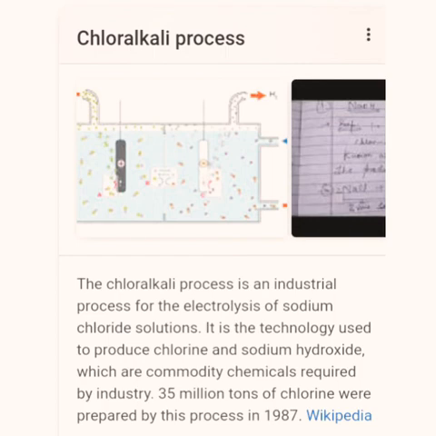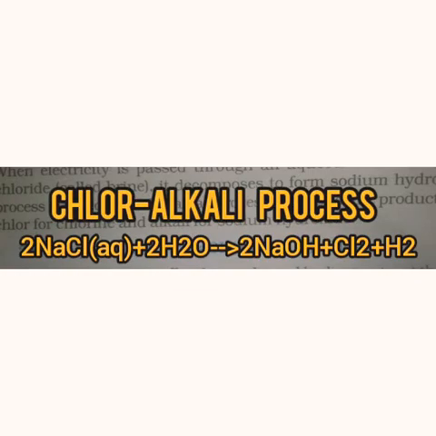When electricity is passed through an aqueous solution of sodium chloride, that is brine, it decomposes to form sodium hydroxide. The process is called chlor-alkali process because of the products formed: chlor for chlorine and alkali for sodium hydroxide. The chemical equation can be written as 2NaCl + 2H2O gives 2NaOH + Cl2 + H2.